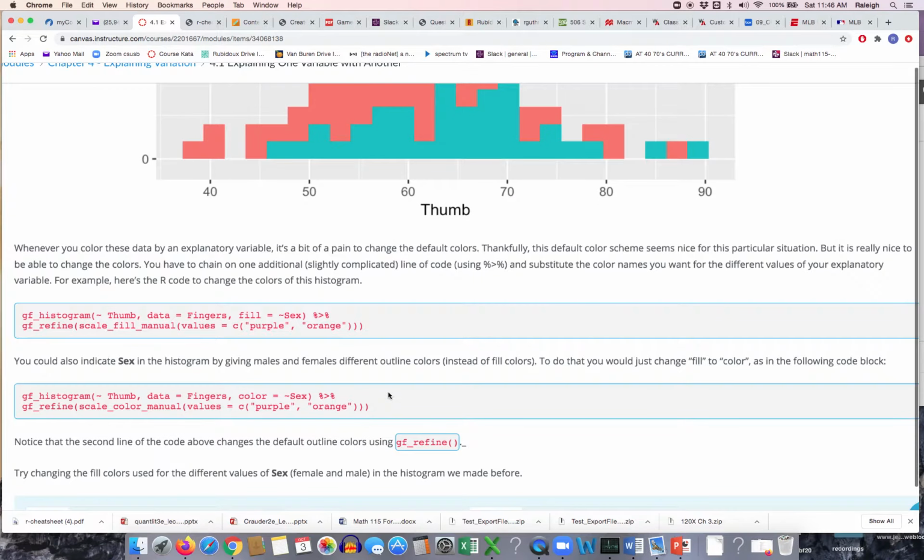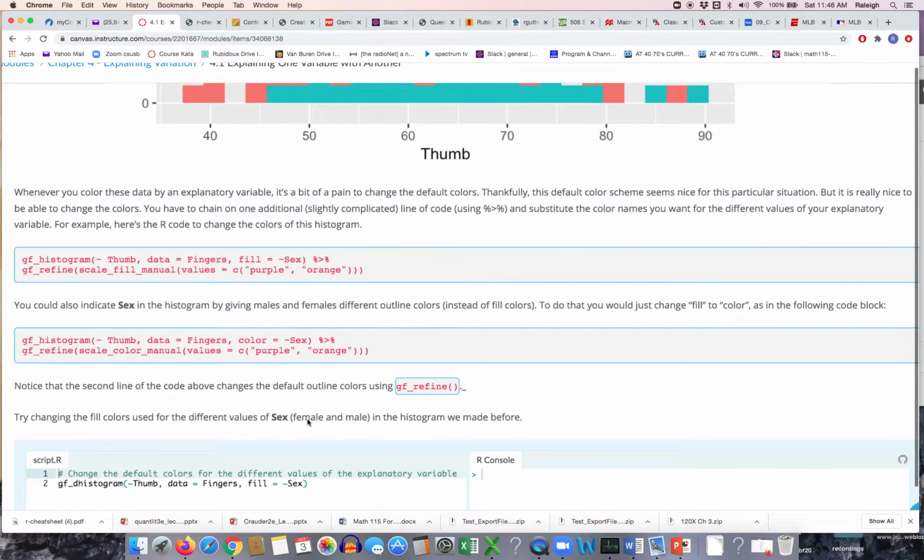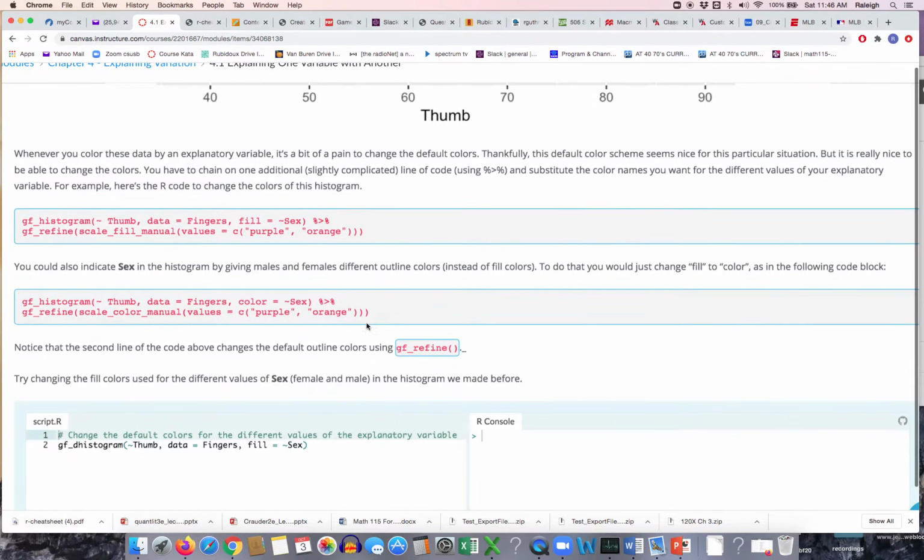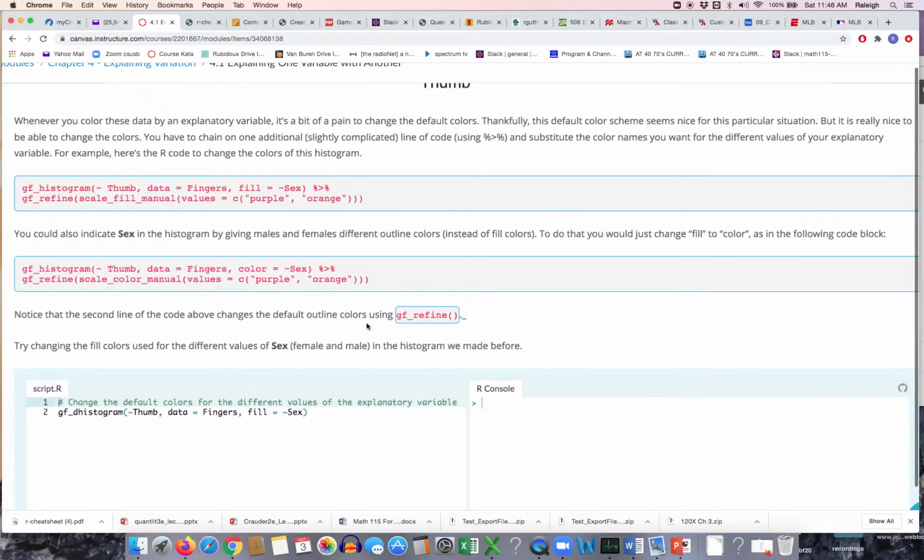And so we could do the color as well. So the fill is more visual. The color would give the framing on the outside. So that one isn't, to me, quite as important. But otherwise, it's exactly the same. It's GF refine. So it says we don't want the standard coloring. So they both use GF refine. So here, we can change the fill colors used to the different values of sex, female and male, in the histogram we made before. So let's see what we could do about that.